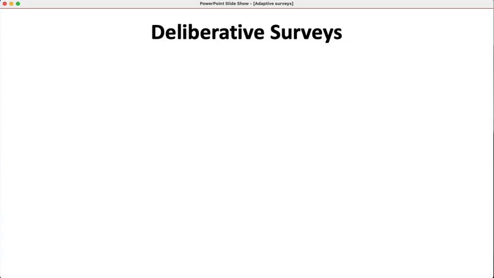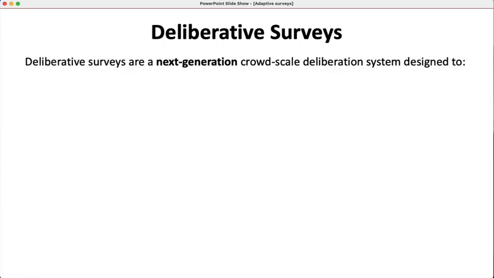So this brings us to deliberative surveys. Deliberative surveys are a next generation crowd-scale deliberation system which is designed to transcend some limitations in the deliberatorium that I just described to you. One of them is that we want to produce a tool which eliminates the need for user training. So people can get up and running very quickly.